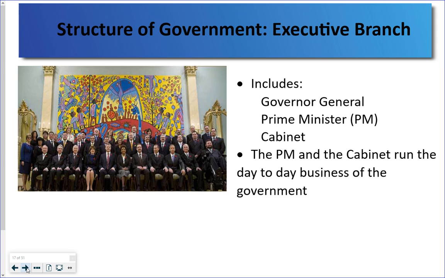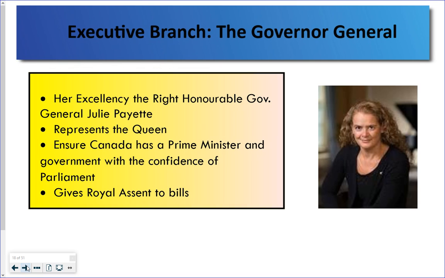So let's look at this in a little bit more specific nature. The executive branch includes the governor general, prime minister, cabinet, and the PM and cabinet and the civil service run the day-to-day business of government. The head of state, of course, is the queen, but the queen's representative is the governor general.